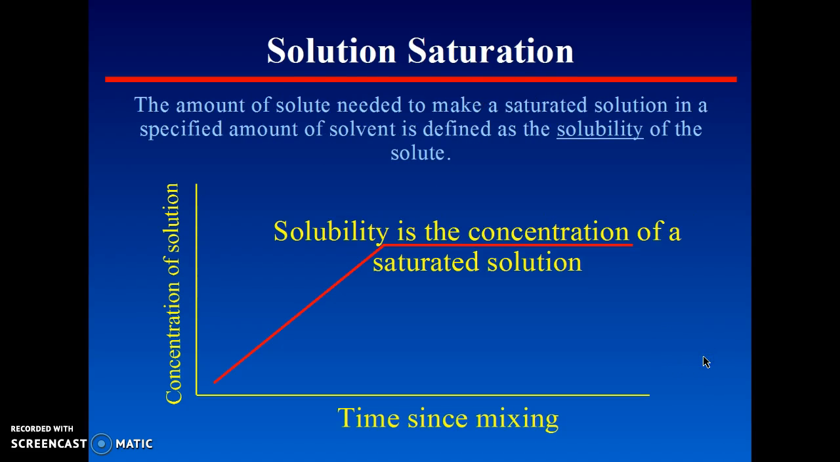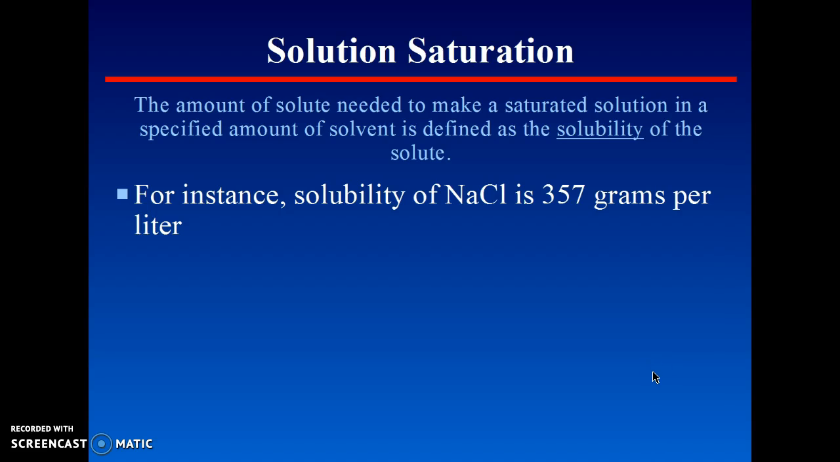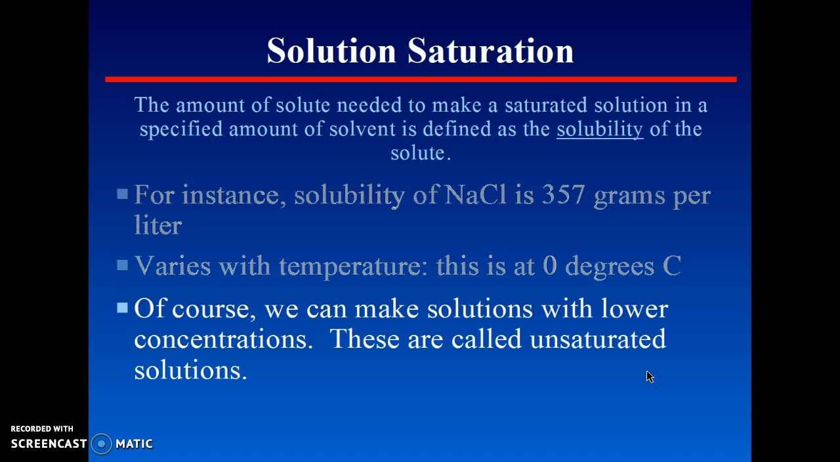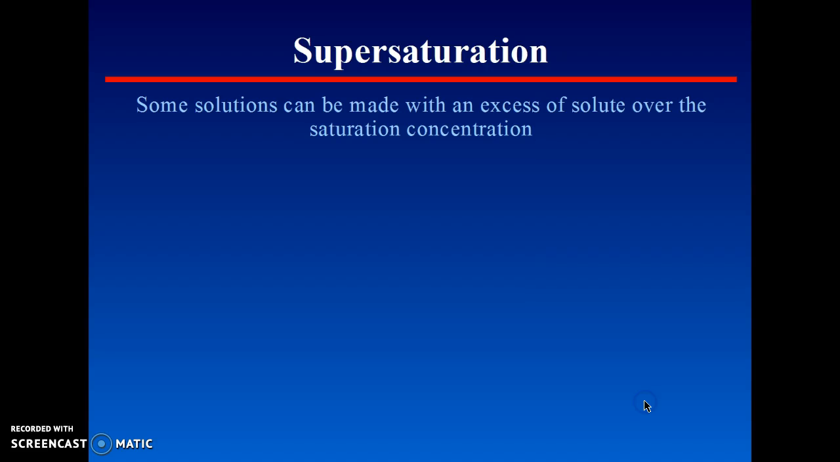The solubility of this solid is the concentration of a saturated solution. And it's usually measured either in grams per 100 milliliters or in moles per liter. For instance, the solubility of sodium chloride is 357 grams per liter. This varies with temperature. This is at 0 degrees Celsius, and it goes up a little as the temperature goes up. You can make solutions with lower concentrations. These would be called unsaturated solutions.